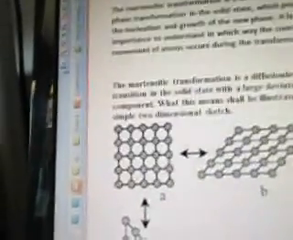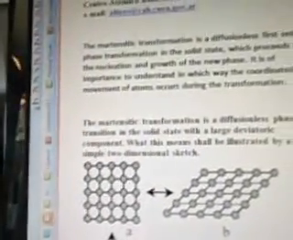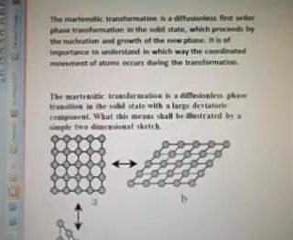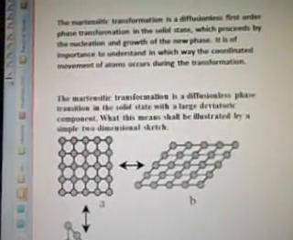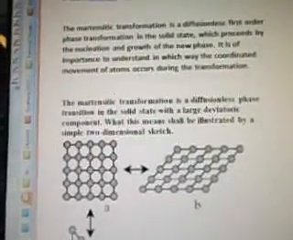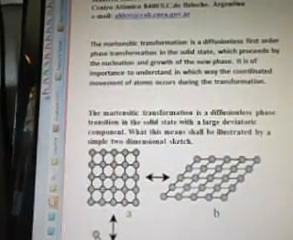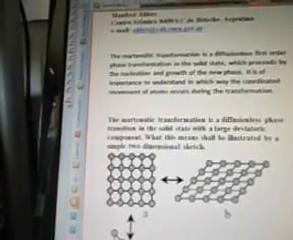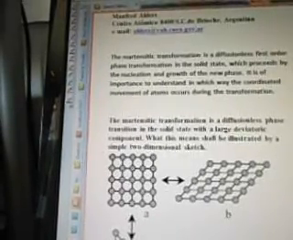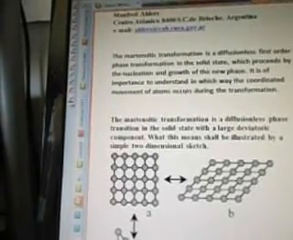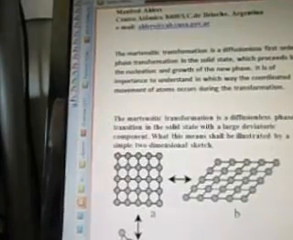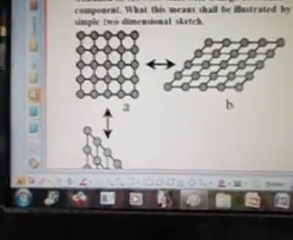The martensitic transformation is a diffusionless first-order phase transformation in the solid state, which proceeds by the nucleation and growth of the new phase. It is of importance to understand in which way the coordinated movement of atoms occurs during the transformation. The martensitic transformation is a diffusionless phase transition in the solid state with a large displacive component. What this means shall be illustrated by a simple two-dimensional sketch. Okay, so there's the sketch there.